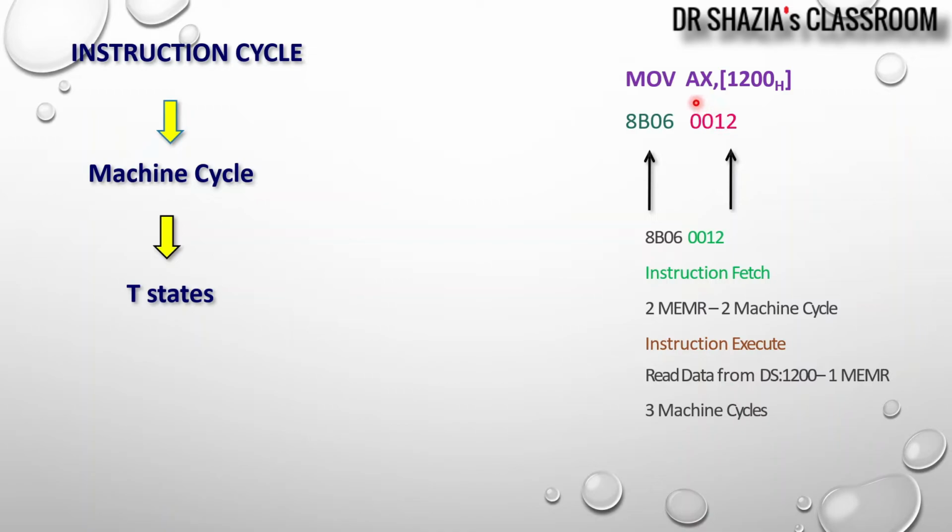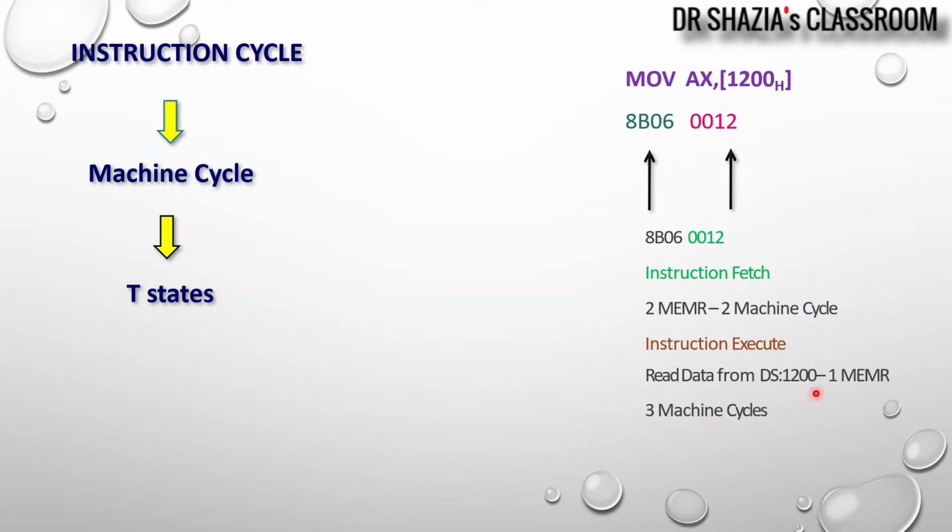So here for store operation, we have to look into the destination. Is the destination internal to the processor or is it external? If it is internal, we do not require a machine cycle. If it is external, we need a machine cycle to store the result. As in this case, the destination is AX, which is internal to the processor. We do not require any machine cycle for the store operation or to store the result.